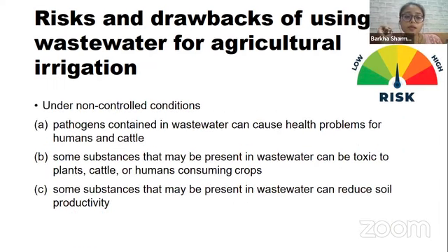Furthermore, under non-controlled conditions, pathogens which are already present in the wastewater can cause severe health problems to humans and cattle. Also, several toxic compounds are present in wastewater which can harm plants, cattle, or humans which are consuming these crops which are irrigated with this wastewater. Also, continuous use of untreated wastewater can reduce the soil productivity.